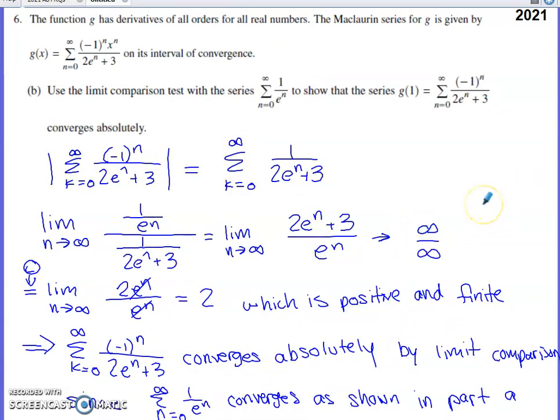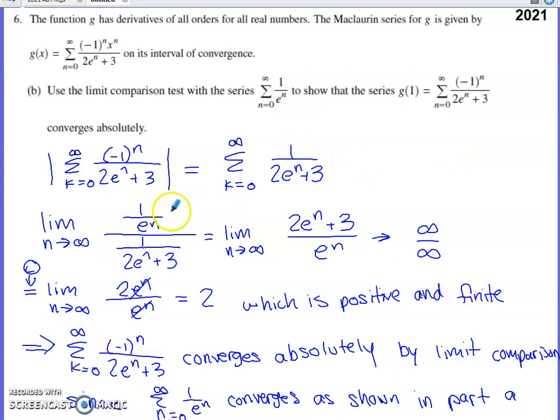Part B asks us to use the limit comparison test with the series that we just showed converges from part A to show that the series g of 1, right? So when we put 1 in place of the x here, the Maclaurin series for g of x becomes what they've written here. Now they want us to show that this converges absolutely. So when you're showing absolute convergence, what you're basically doing is you're checking the absolute value of the rule for the series and not necessarily just the series itself.